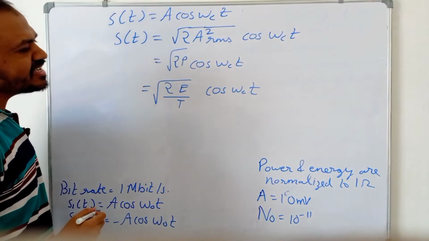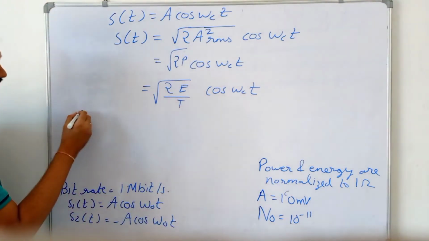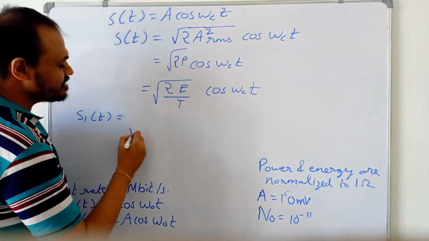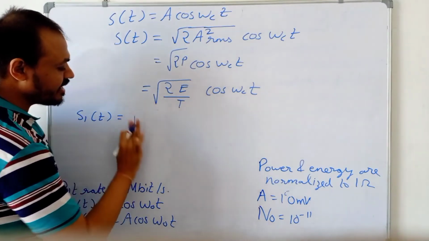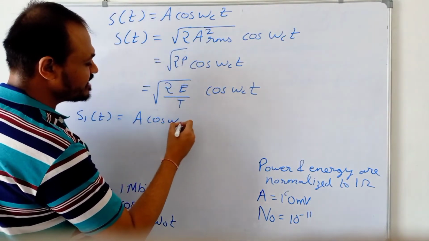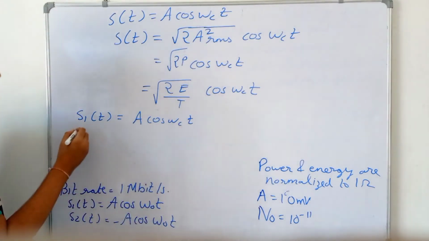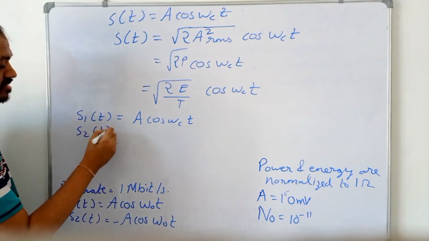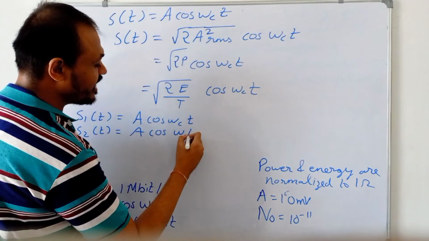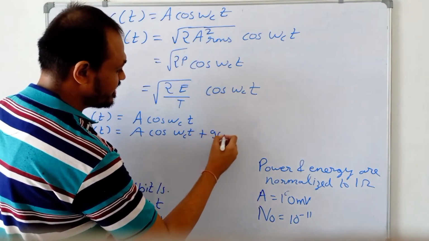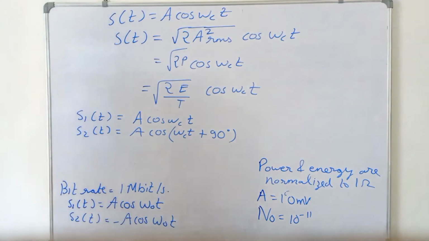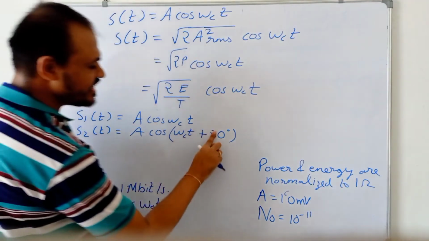Now in binary phase shift keying, we transmit two signals. S1(t) is equal to A cos(omega c t), and S2(t) is equal to A cos(omega c t) plus 90-degree phase shift. Sorry, we use a 180-degree phase shift.